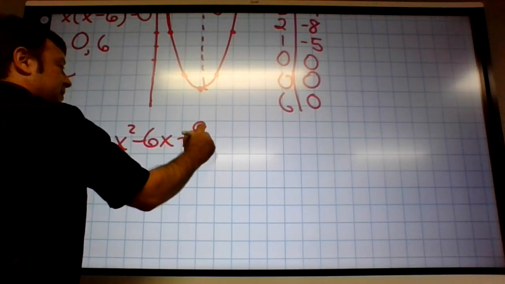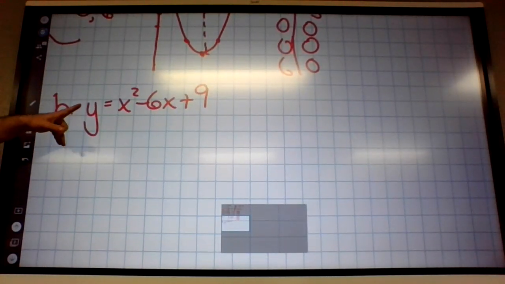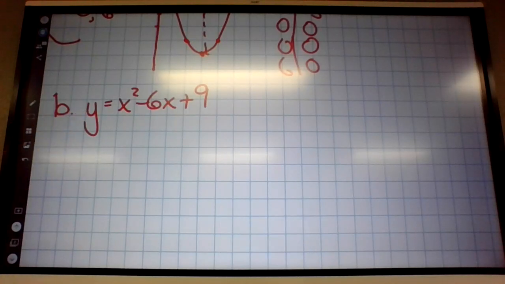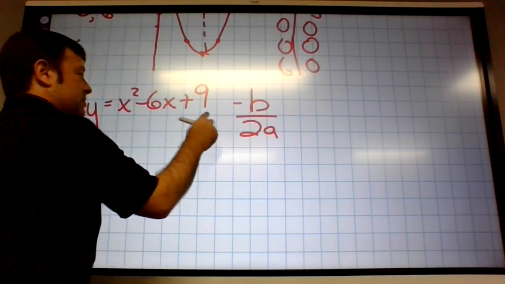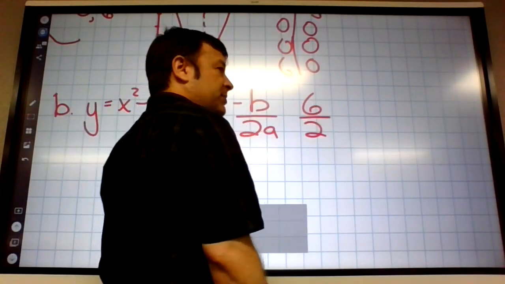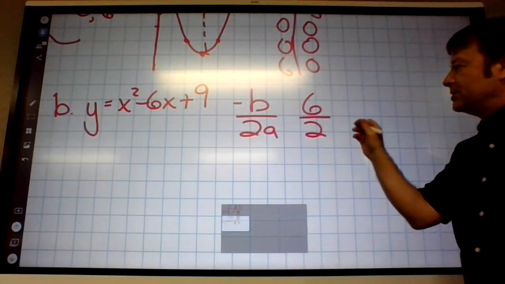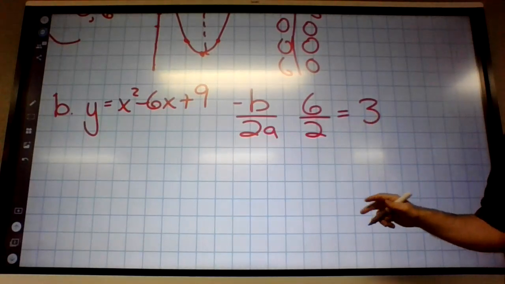Okay. Well, we'll get this drilled into your head. Okay, how do I find the vertex of this? You guys remember my first thing? Negative b over 2a. So negative b is 6. 2 times a is 2. So the vertex is at 3 again for the x coordinate.